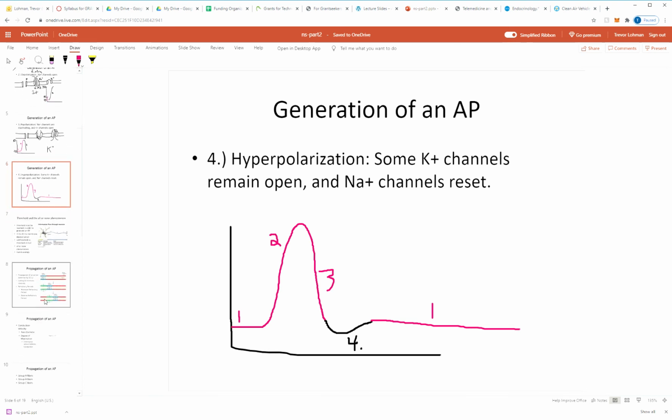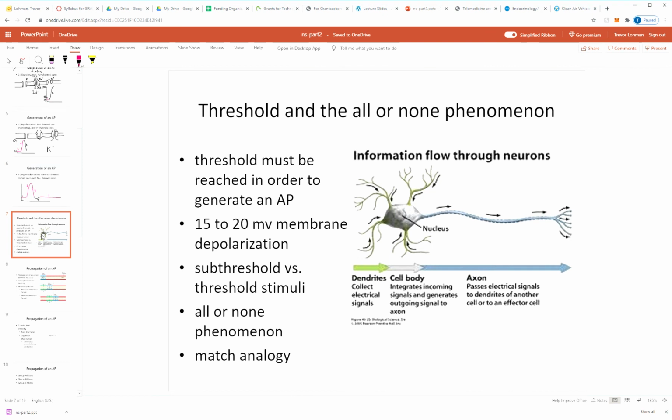I don't know if that makes any sense yet. It's okay. We're going to explain it more, and in a couple more slides we'll probably even do a quick video. But before we get there, let's talk about threshold. I mentioned it briefly earlier. Threshold is the voltage that opens voltage-gated sodium channels. You have to hit threshold in order to generate an action potential. It's about a 15 to 20 millivolt membrane depolarization. So if it's -70 millivolts at rest, then threshold is around -50 to -55 millivolts.